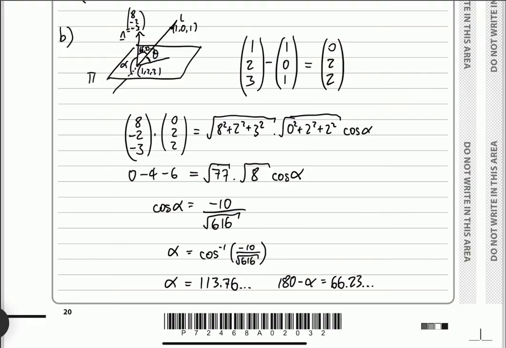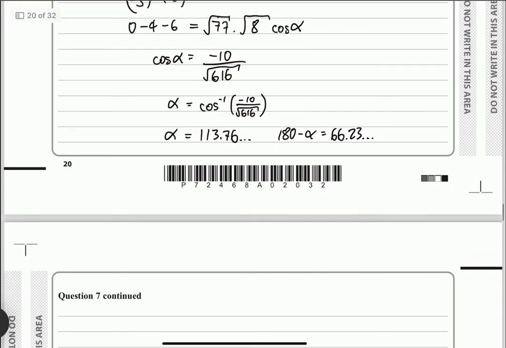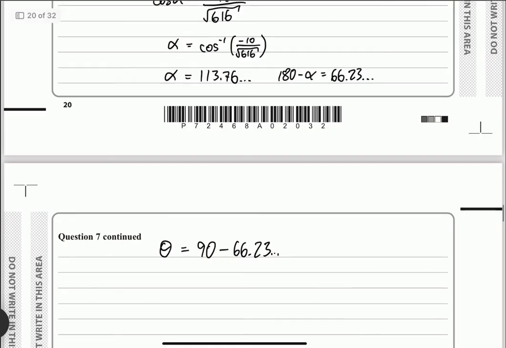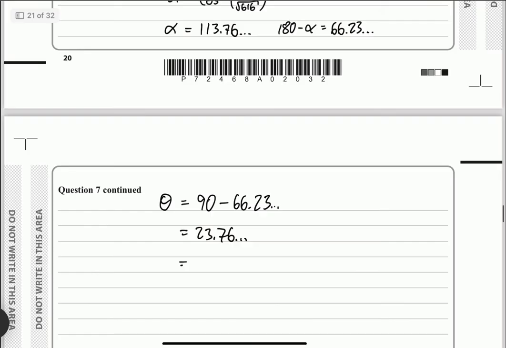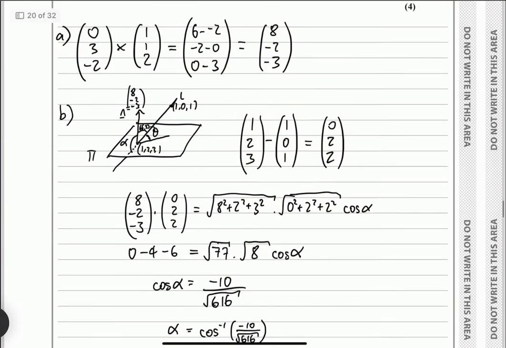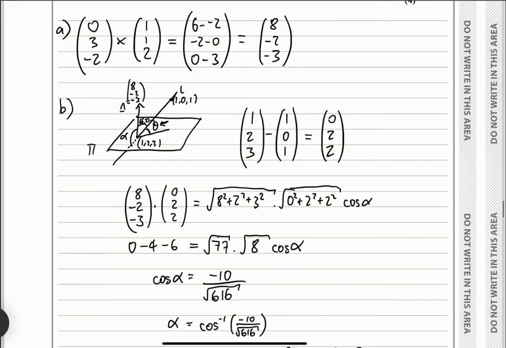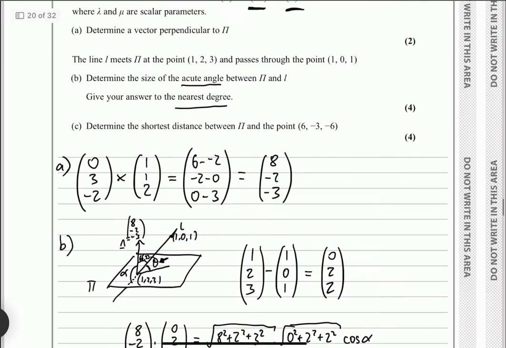But that's still not the acute angle between L and the plane. That's the acute angle between L and the normal of the plane. So to get theta from there, I now need to do 90 minus that. And that gives me 23.76. Now I can round to the nearest degree, 24 to the nearest degree. For theta, now theta matches my diagram, this one in here. Part B finished.